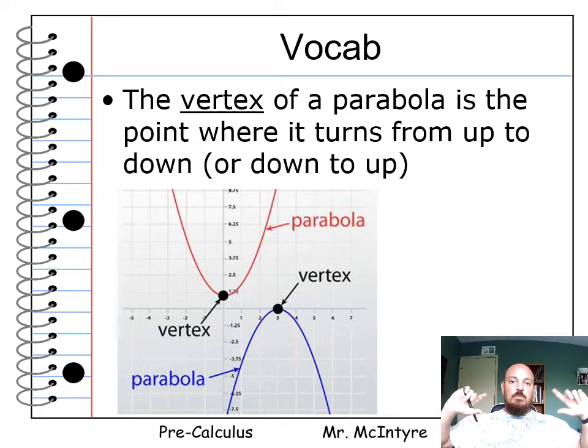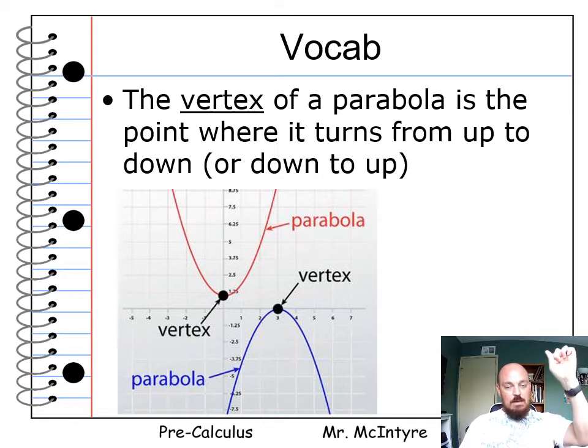But when the parabola gets flipped, like the blue one, you have the upside down parabola, the vertex is the very top point. But basically, it's whenever the parabola changes from moving upwards to moving downwards, right at that point would be the vertex, or when it changes from moving downwards to moving upwards. It's kind of like it's not really a point, like an angle, but it's kind of like that.